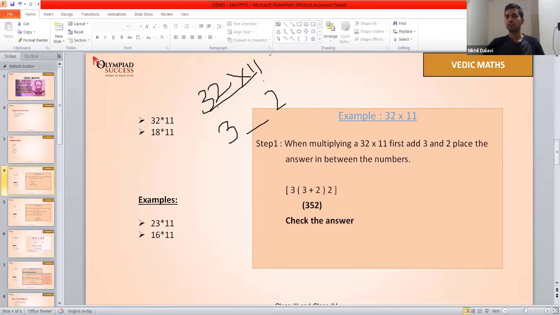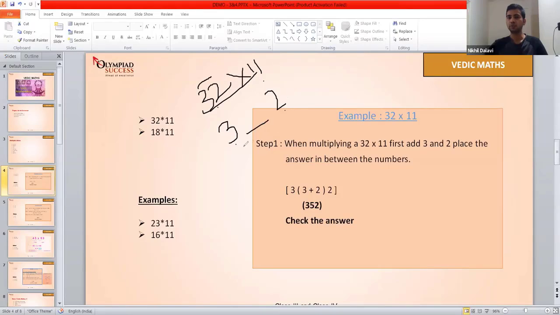This method is called multiplication of numbers with series of 1. Whenever you're multiplying a number with series of 1, you will use this method in Vedic maths. Vedic maths has various methods, and one of them is multiplication of numbers with series of 1. Series of 1 as in 11, 111, and so on. So how do we do it? We write 3, we put a dash and we write 2.